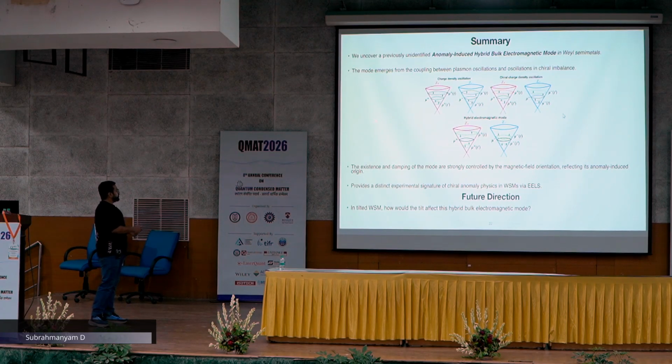And due to that, we uncover a previously unidentified anomaly induced hybrid electromagnetic mode, which emerges due to the hybridization of the charge density oscillation, which is the plasmon oscillation, and the chiral charge density oscillation because of the chiral anomaly. The existence and damping of this mode are strongly controlled by the magnetic field orientation, reflecting its anomaly induced origin and providing a distinct experimental signature of chiral anomaly physics in Weyl semimetals.